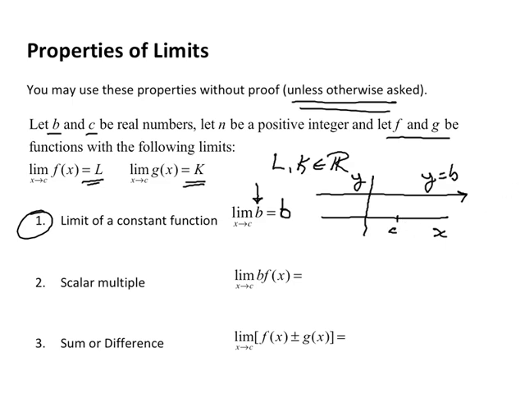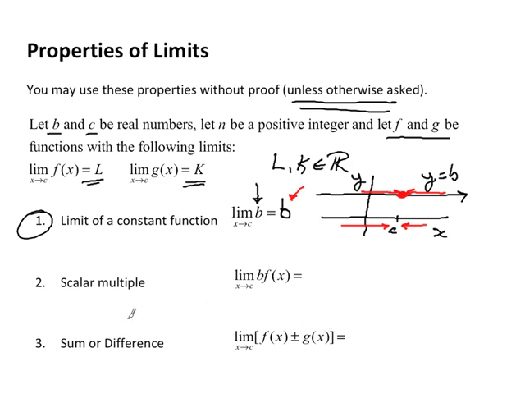As I approach c from the right, well, the value of y is always b. As I approach c from the left, well, the value of y is also always b. And it's continuous, so the limit is clearly going to be simply b, because it is a horizontal line. It doesn't matter where you are, the value will simply always be b.